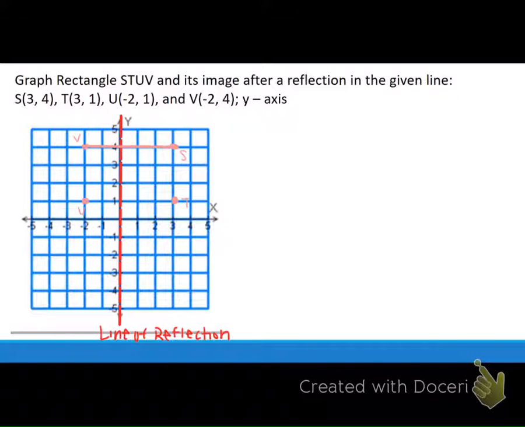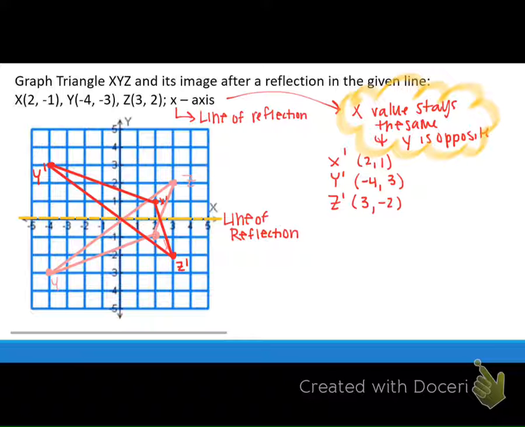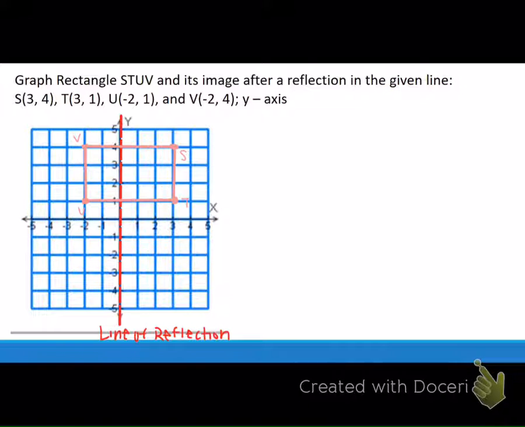If anybody needs help plotting points, please let me know. All right. Let's try to determine the image points before we even plot them. So what did we say we think it's going to be? We said if the y value stays the same and x is opposite, we think that's what it's going to be, right? Is that what we're thinking?